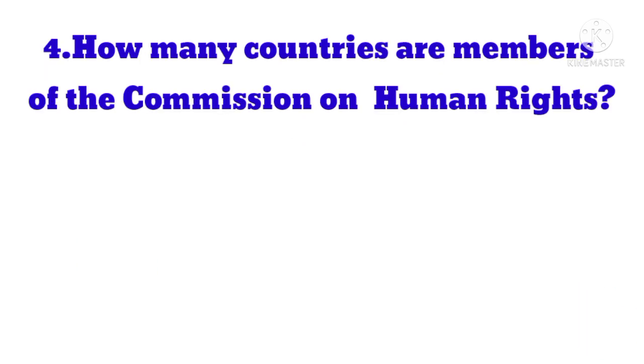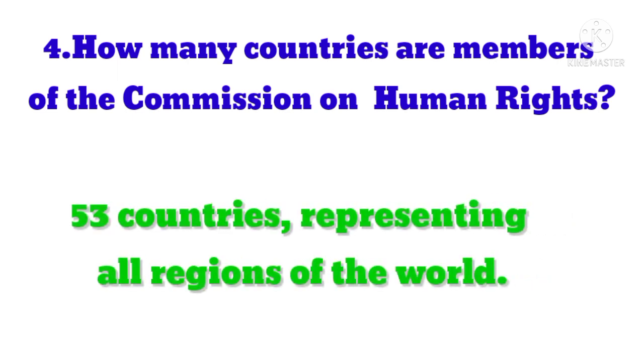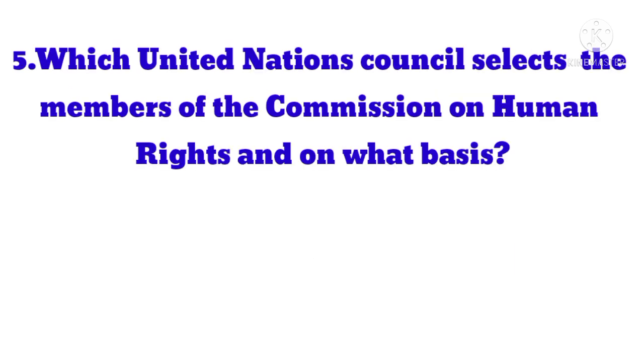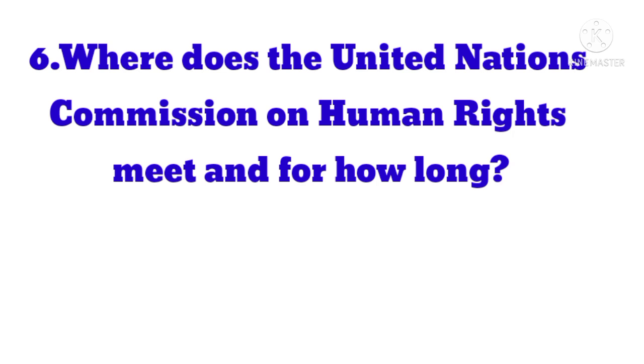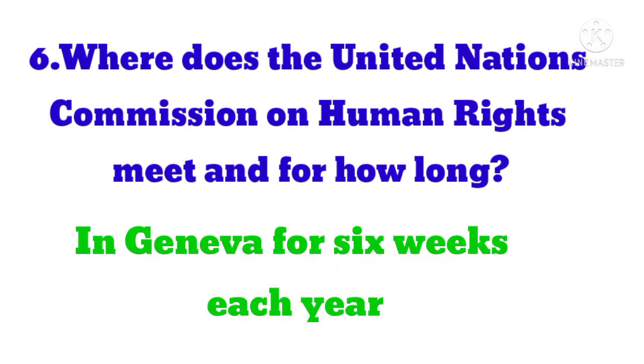How many countries are members of the Commission on Human Rights? 53 countries, representing all regions of the world. Which United Nations Council selects the members of the Commission on Human Rights and on what basis? The Economic and Social Council, according to regional geographical distribution. Where does the United Nations Commission on Human Rights meet and for how long? In Geneva for 6 weeks each year.